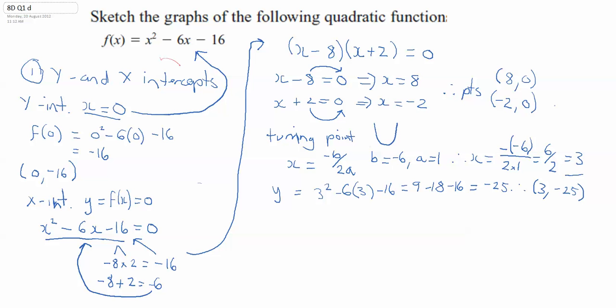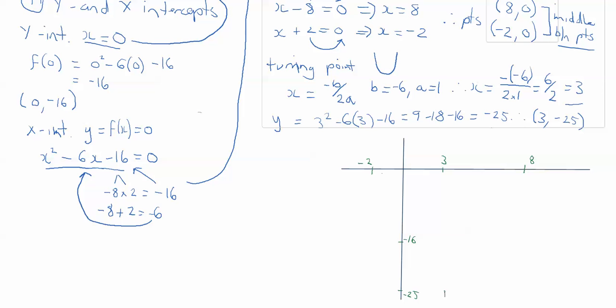In other words, our turning point is the middle point between these points. Okay. So now we need to sketch the graph.